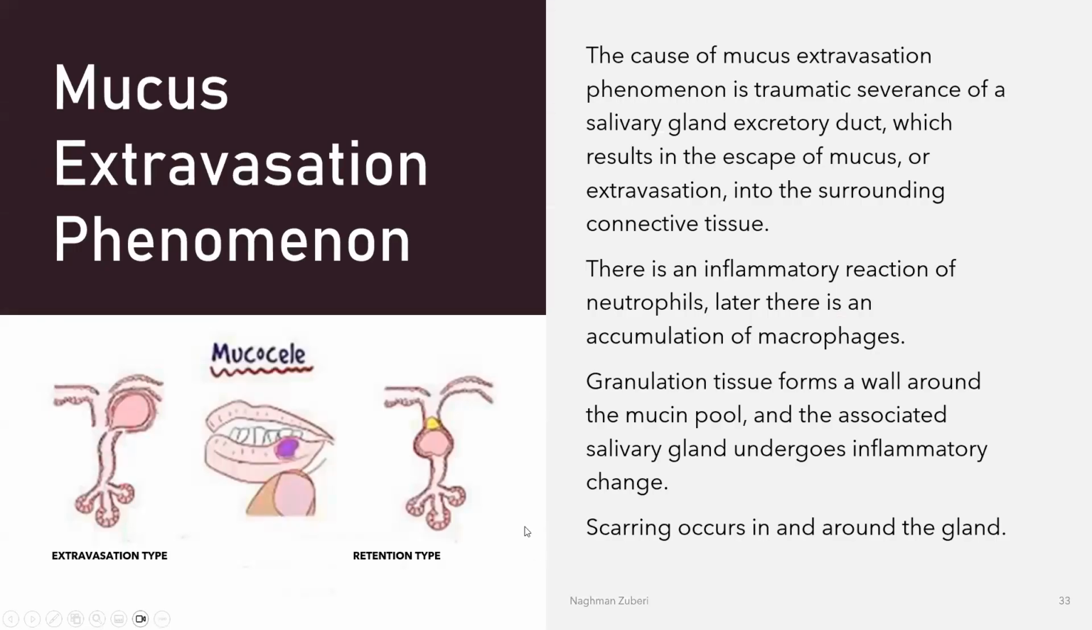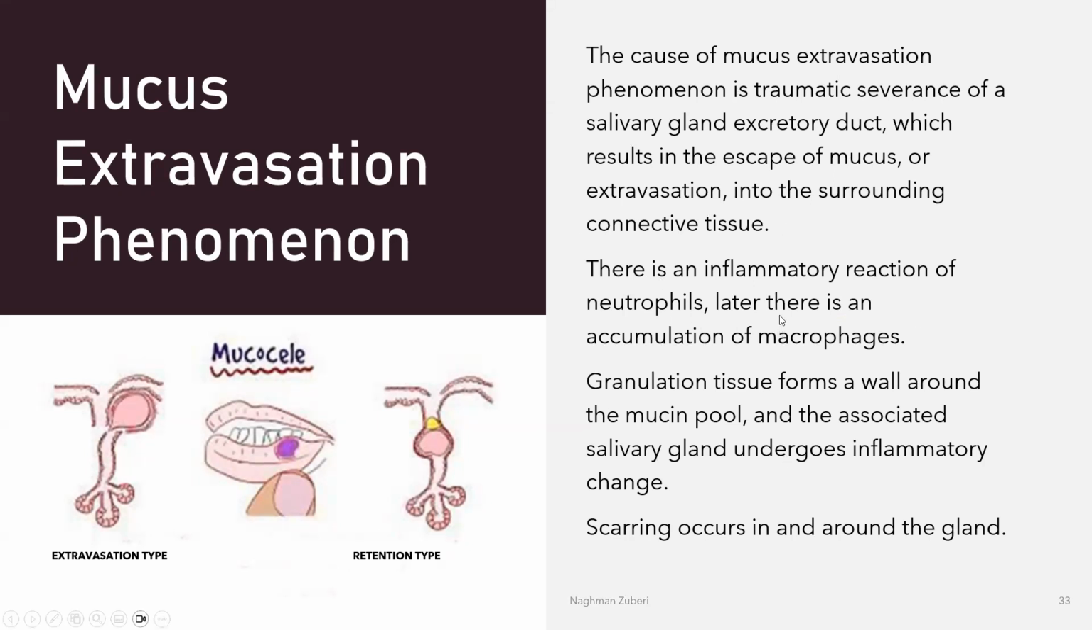Mucus extravasation phenomena. What happens actually? This is the extravasation type. This is the retention type. Two different phenomena. The cause of mucus extravasation phenomena is traumatic severance of a salivary gland excretory duct, which results in the escape of mucus, or extravasation, into the surrounding connective tissue.